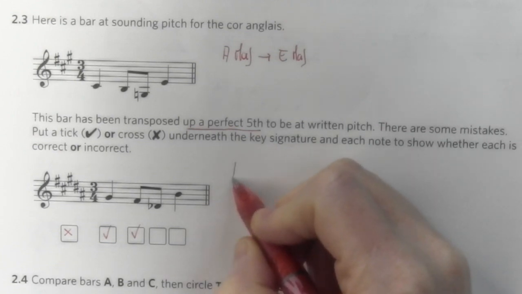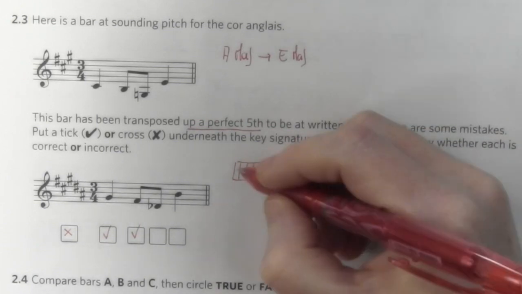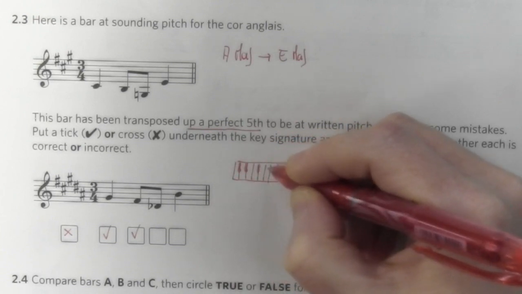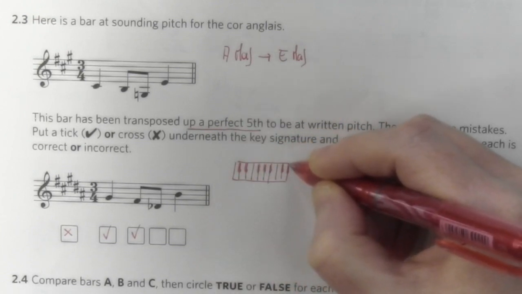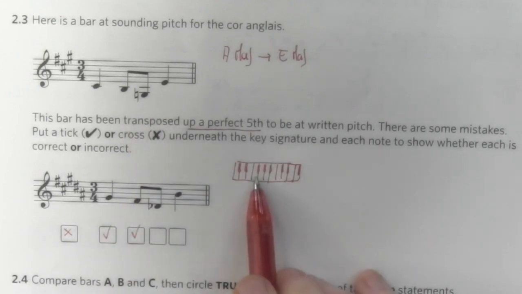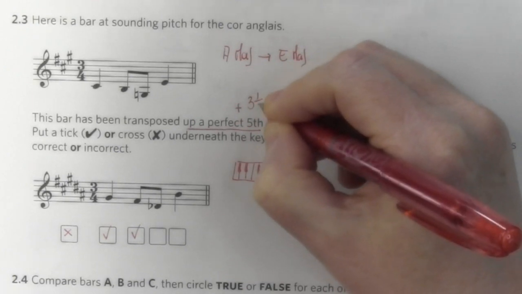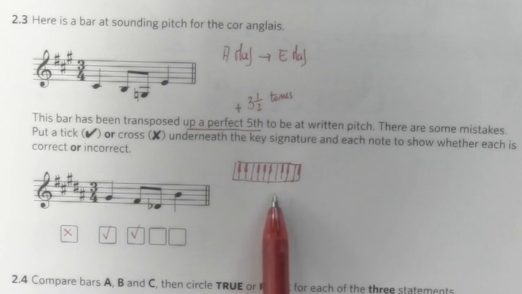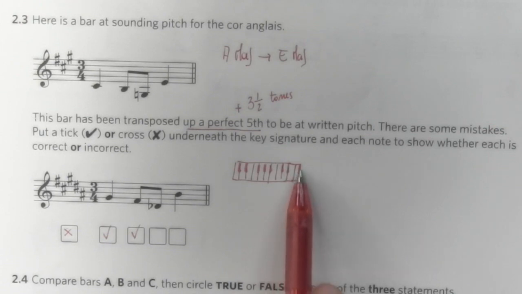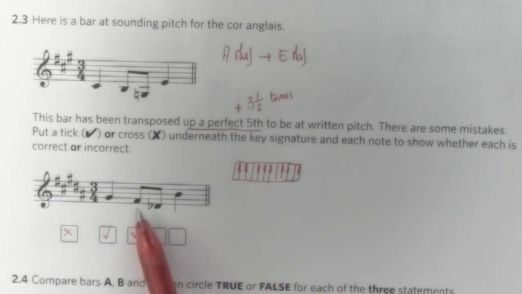Now, if you want to know this, you can also draw a keyboard. Okay. B, then I have to count 3.5 tones, sorry, from the note. So from B, 1, 2, 3.5. Okay, 1, 2, 3.5. And this is Fa sharp.